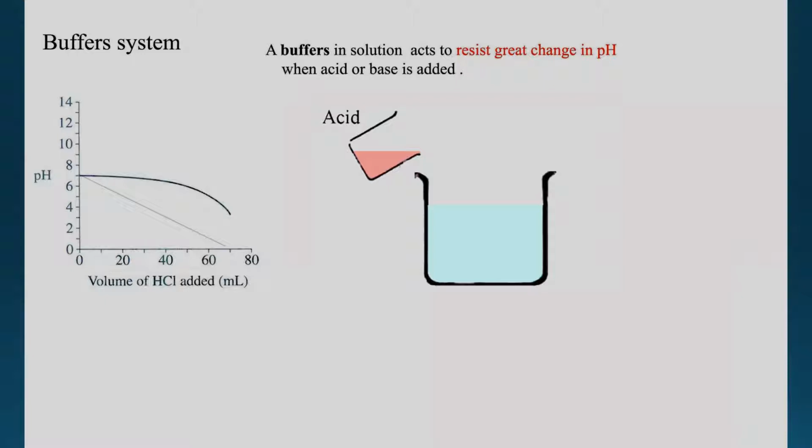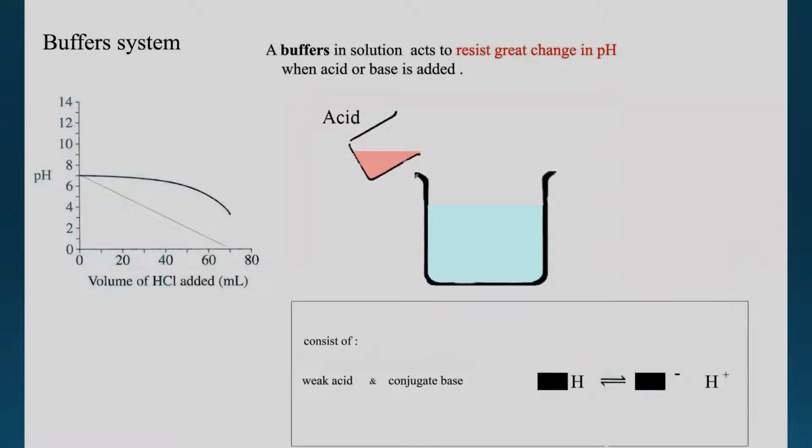Then your question will be, how come it is so magical? Where's the H plus gone? Why does this buffer perform this magic? When you put the acid in, it just disappears. Why? A buffer itself contains a weak acid and its conjugate base. As you see, the way we write a weak acid molecule is in equilibrium to become an H plus ion and a negative ion at the equilibrium. That's the way we write a weak acid and conjugate base.